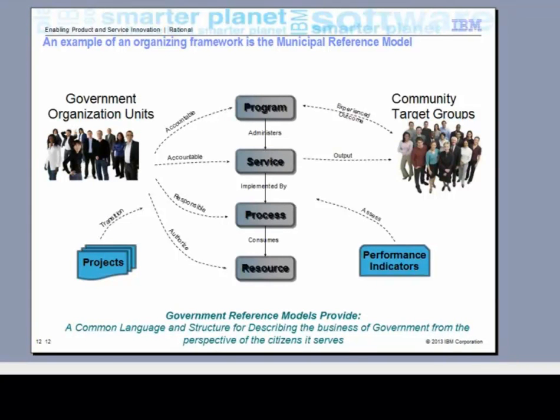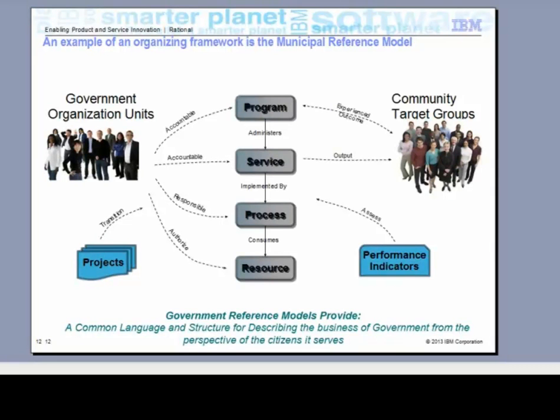So government organization units are accountable for programs that deliver outcomes that are experienced by these target groups in the community. These outcomes are intended to address needs experienced by the citizens. These programs then administer services that commit to providing the outputs that have direct value to the receiving clients and indirect value through the outcomes they contribute to. Services are then implemented by processes that consume various physical and technological resources.